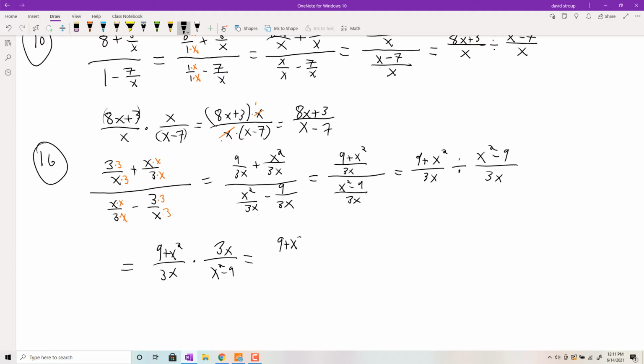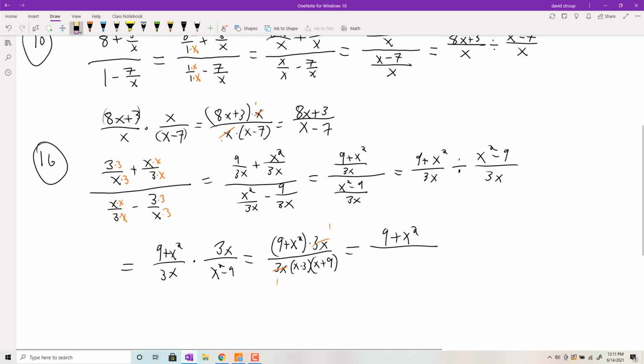9 plus x squared is prime. That's a sum of squares. 1 times 3x. Downstairs we have a 3x. You could factor the x squared minus 9 because it is a difference of squares, but it's not going to really matter because you're not going to get a nice cancellation of any sort. You will get the 3x's to cancel, so good news there, but nothing else. So you end up with that factor of 9 plus x squared. Whoops, I see a big fat mistake right there. Get rid of that guy.